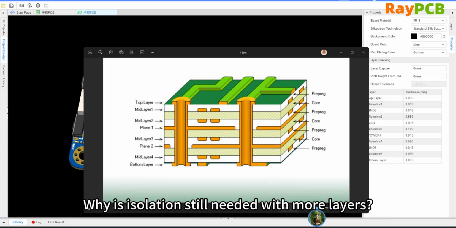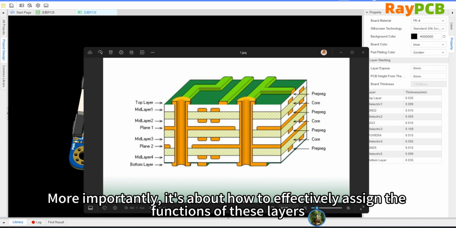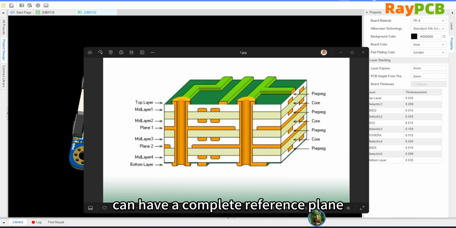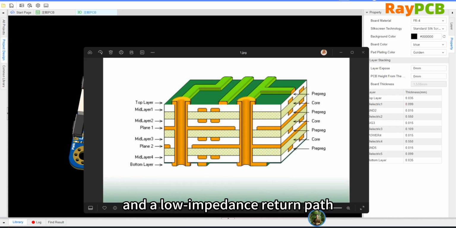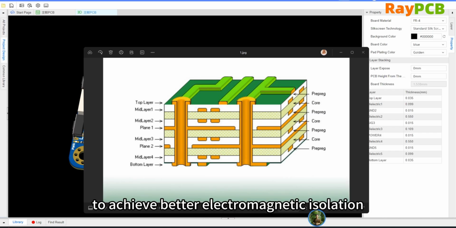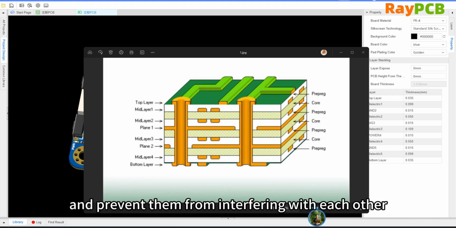The core idea behind 6-layer board stacking is not just about simply adding more layers. More importantly, it's about how to effectively allocate these functions. The main concept is to provide more signal routing channels while ensuring that each signal has a complete reference plane, either GND or power, thus delivering excellent signal integrity and low impedance current paths. Through smart upgrades, we can insert ground planes between different signal layers to achieve better electromagnetic compatibility and separate different signal types, such as high-speed digital signals, low-speed digital signals, and analog signals, to prevent them from interfering with each other.